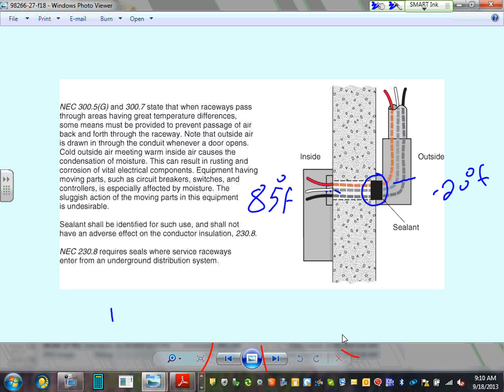There will be a transfer of energy out here. That transfer of energy creates condensation here. It will make condensation, and it will burn your equipment. So the code says you are to seal here. You have to put a sealant here that prevents the flow of air between hot and cold and creating condensation. Okay, so be aware of that one. If you're a project manager, you have to adhere to this one.